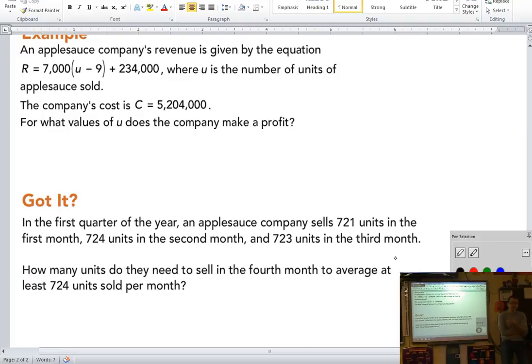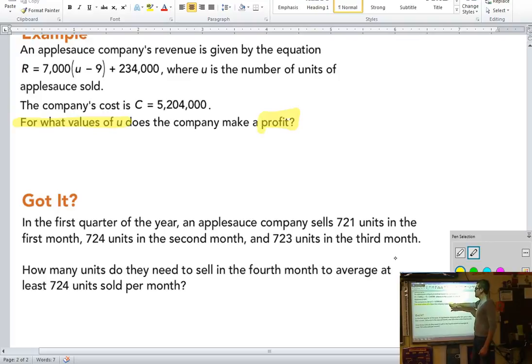I can make these great granola bars. Doesn't mean that anyone buys them. So the applesauce company spent $5,204,000 on making all of their applesauce. Their revenue is represented by this equation. We need to figure out for what value of U our company will make profit.